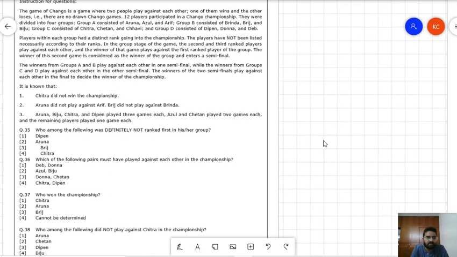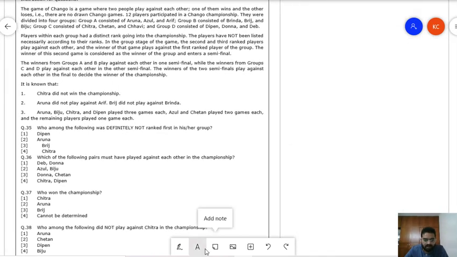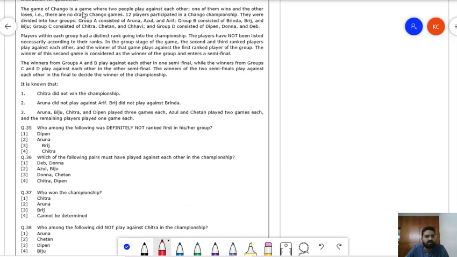Next. Okay. Next set is the game of Chango, where two persons play against each other. One of them wins and the other loses. There are no drawn Chango games. Okay, 12 players participated in the Chango championship. They were divided into 4 groups.